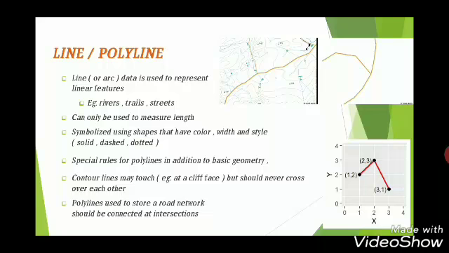The special rules for polylines, in addition to basic geometry, include that contour lines may touch, for example at a cliff face, but should never cross over each other. And in the case of a road network, the polylines used should be connected at intersections of the roads. As you can see in the topmost figure, when viewed at a smaller scale, the polylines will appear smooth, curved, most generally like a single straight line. But when zoomed in, that is viewed at a larger scale, it appears to be very angular.